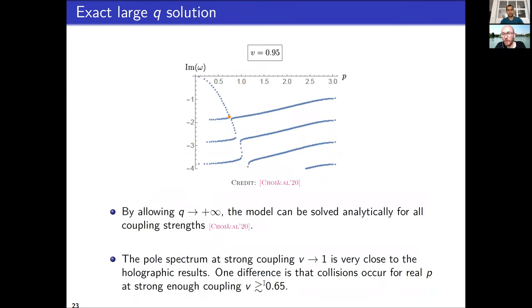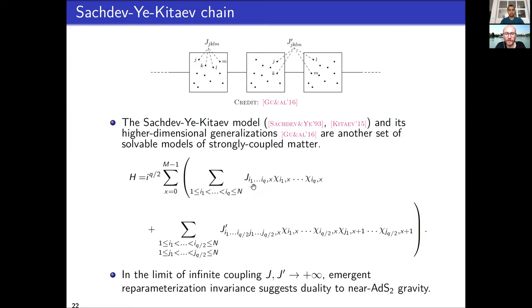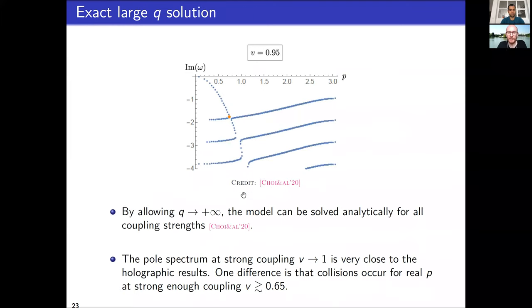Now, in general, the model is hard to solve. But when you take q to infinity, so remember, q is the number of fermions that couple to one another, so you take the limit where all fermions couple to each other, then you can solve the model analytically for all coupling strengths. This is an amazing result. This is in this paper by Choi, Sárosi, and Mezei, from, I think, last October or November, I can't remember. I won't go through the details of their paper, I just use their results. They get an exact expression for all values of J and temperature for the energy retarded Green's function. That is an extremely impressive result.